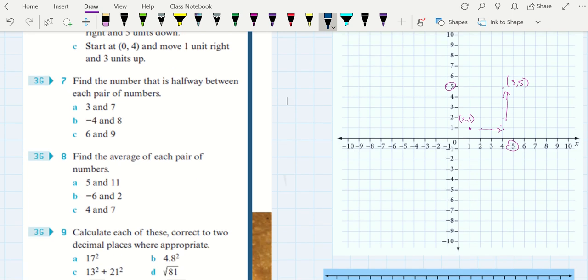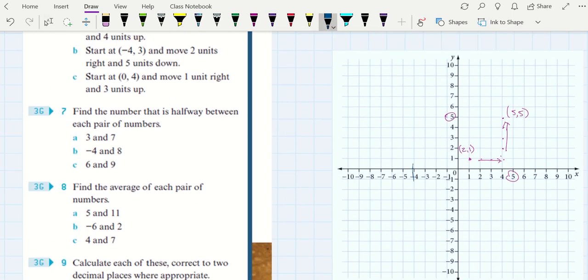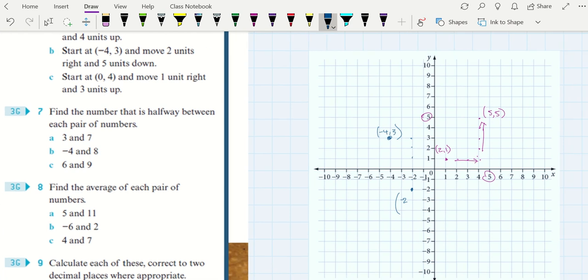Okay, start at negative 4 on the x-axis, so that's this one here, and then 3 on the y-axis, so that's got to be here, and then move 2 units to the right, and then 5 units down. 1, 2, 3, 4, 5. So this is over here, negative 4, 3, and so this has got to be negative 2, and where are we going? Negative 3.